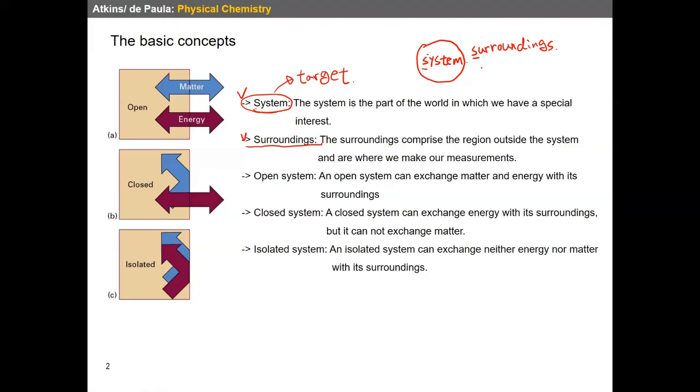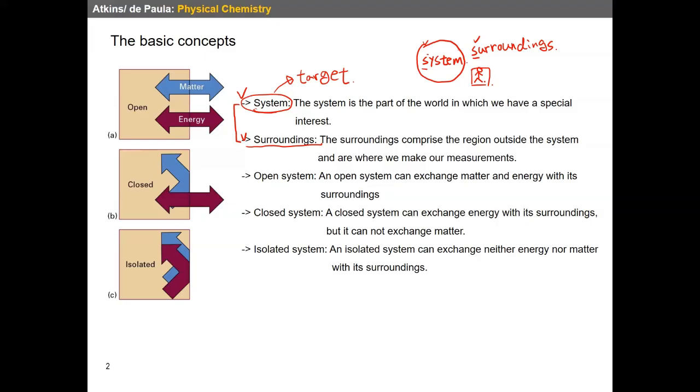Simply, the person measuring the energy transfer between the system and surroundings will be in the surroundings area. So this is a really basic concept, but also a really important concept for thermodynamics. Every thermodynamics problem will start from the system and the surroundings.